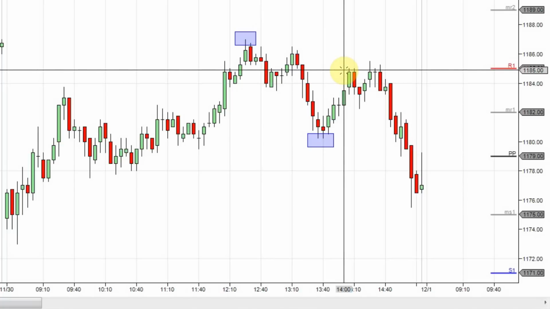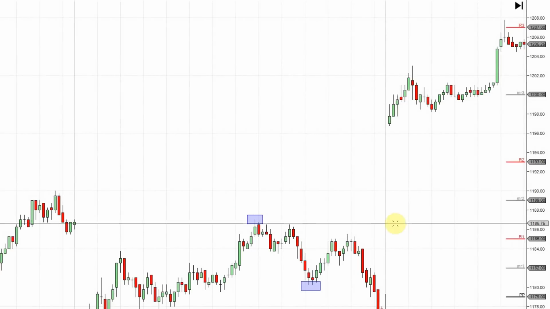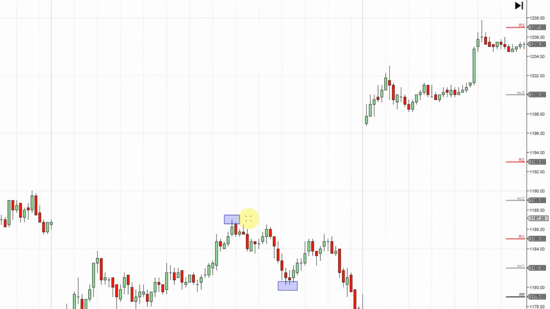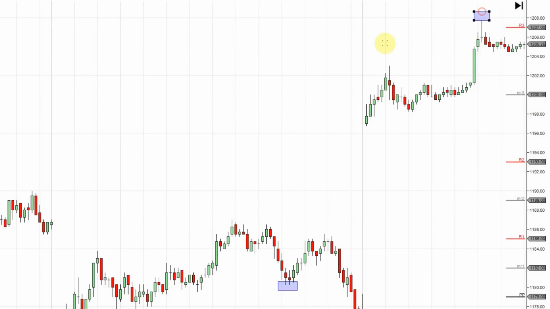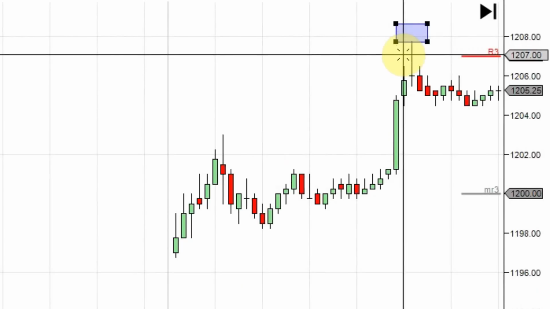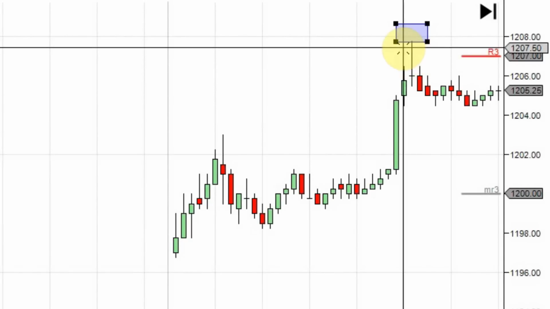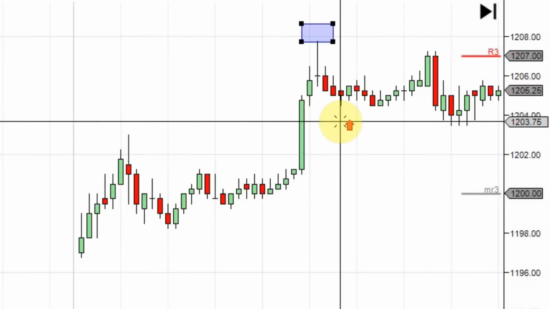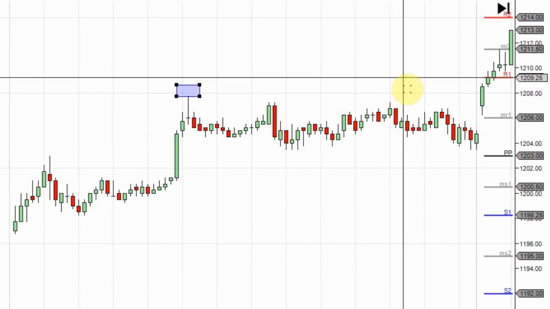Now we're going to roll into another day, and I'm going to grab my box and move it up to this high. As you can see, as we traded in, we were trading right into R3. We would have gotten an alert there, and we're continuing to hit R3. Okay, now we've gone up into the end of the day. That wasn't a very eventful trading day.